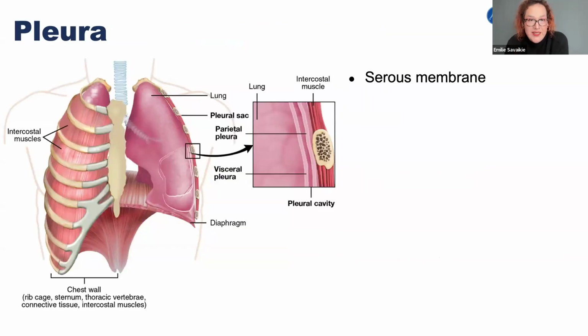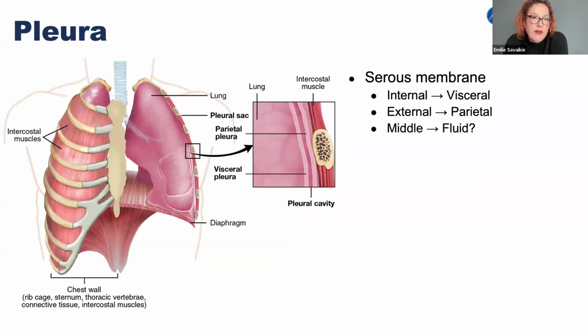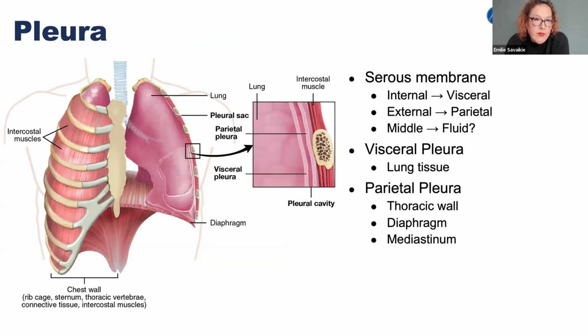The pleura, so it is a serous membrane. So the internal part of the membrane is visceral, and the external is parietal. In the middle, there's some form of fluid. So for the lung pleura, the visceral is adhered to the lung tissue, and the parietal pleura is adhered to the thoracic wall, diaphragm, and mediastinum.